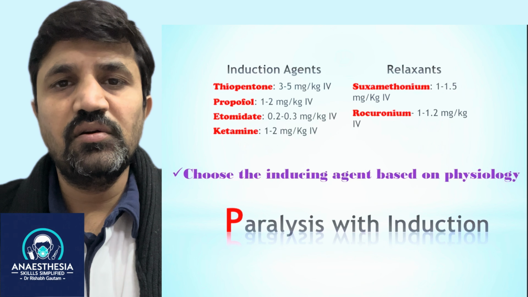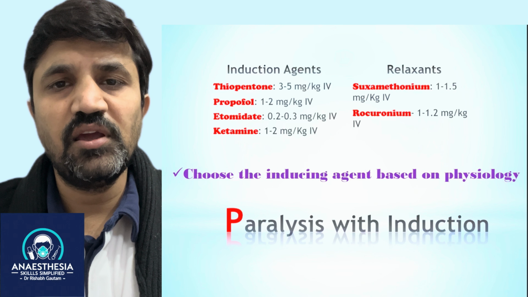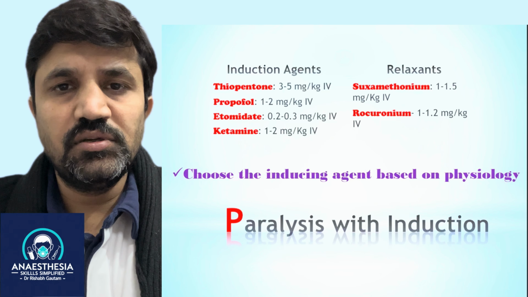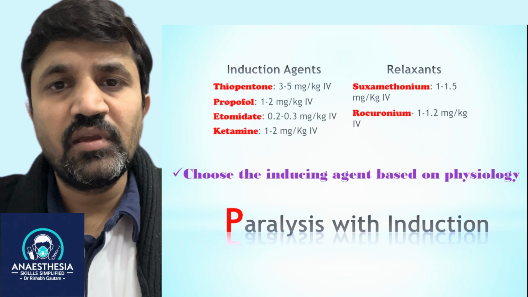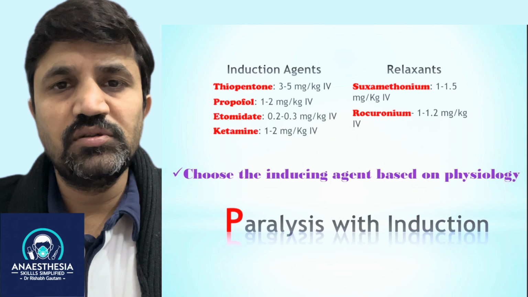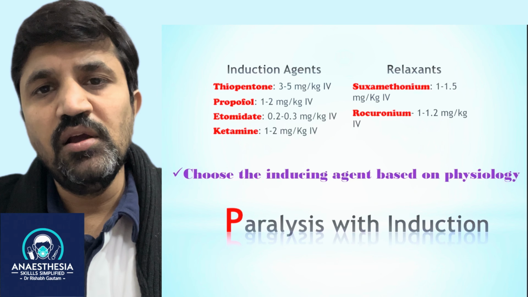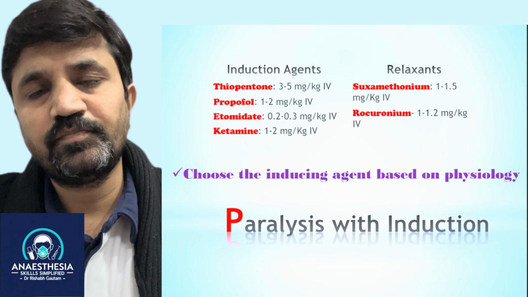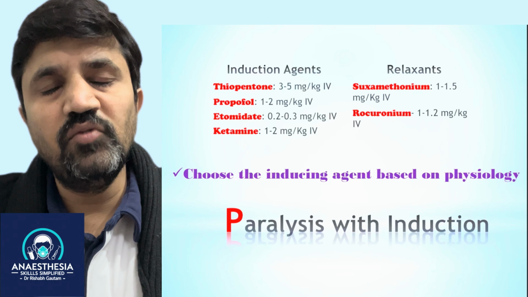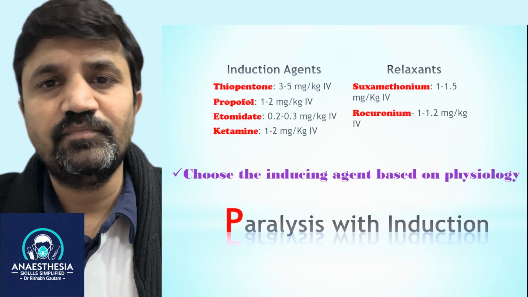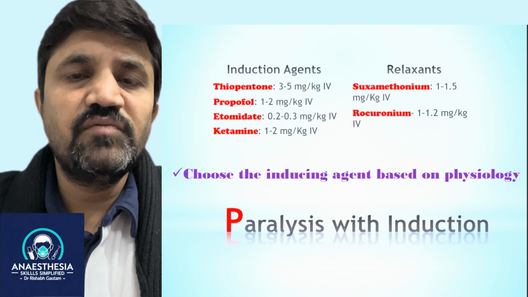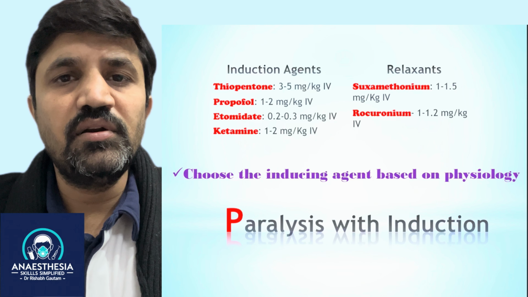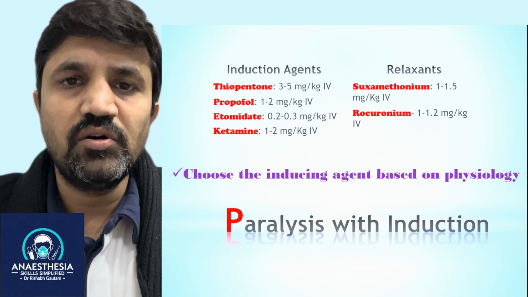Let's come to the fourth P, which is paralysis and induction. To induce the patient during RSI, you can use various induction agents. The classical induction agent of choice is thiopentone. The dose is 3 to 5 milligram per kilogram IV. The other inducing agents which can be used include propofol. It is a very fast acting drug, but it can lead to hypotension or shock.